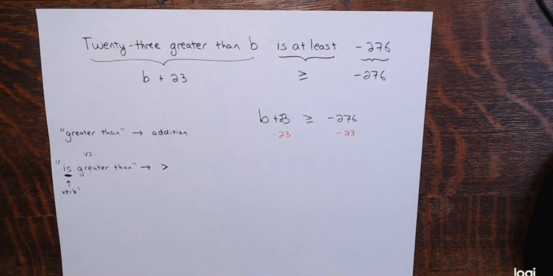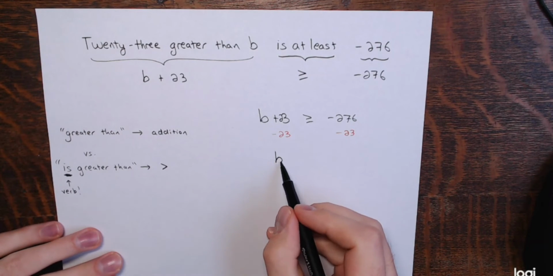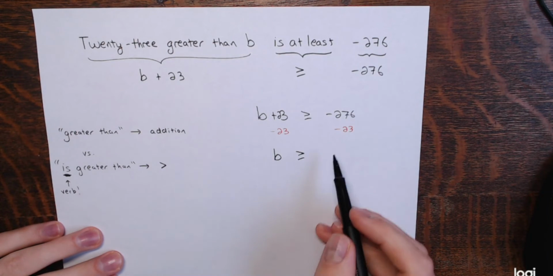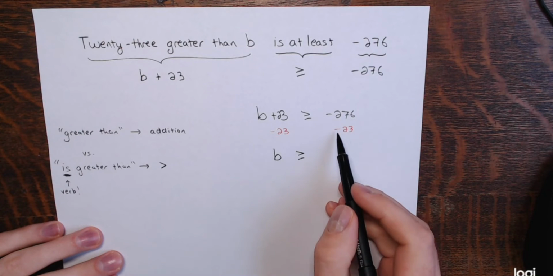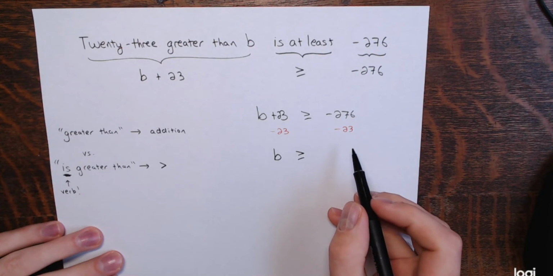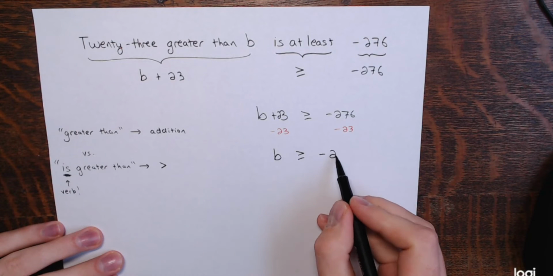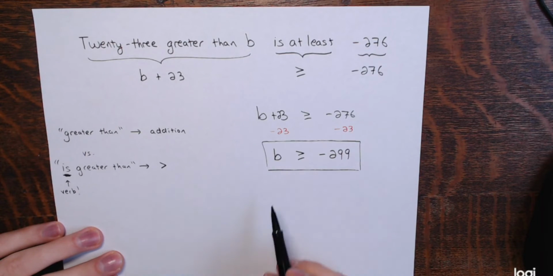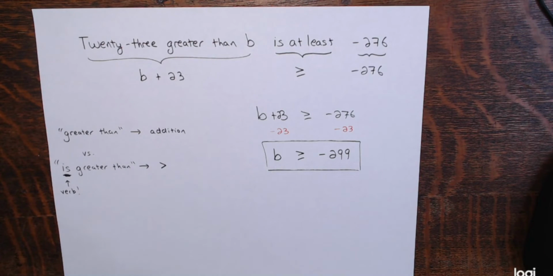And hopefully you recall section 2.7 part 2, where we talked about all the properties of inequality. When you add or subtract the same number to both sides, the inequality symbol will not change. So the left side will be b, and this inequality will still be is at least or is greater than or equal to. And then over here negative 276 minus 23 would be negative 299.